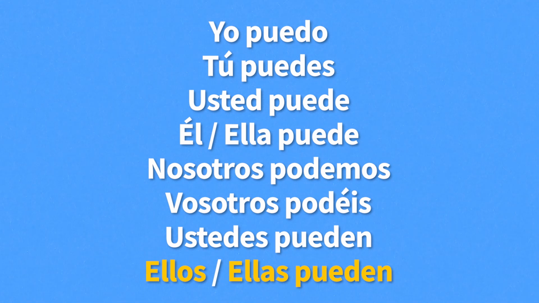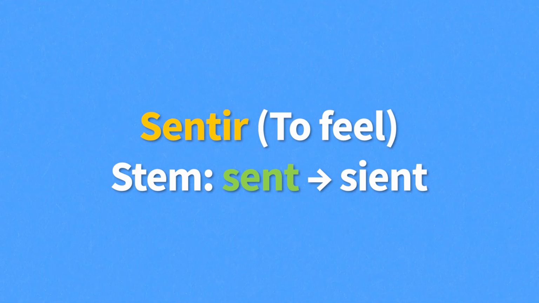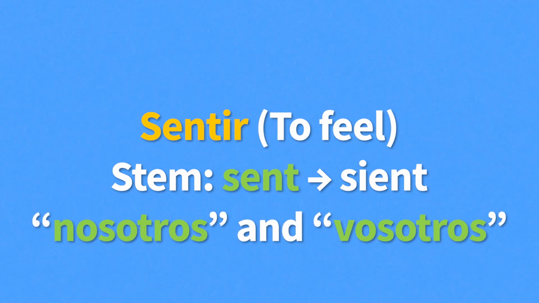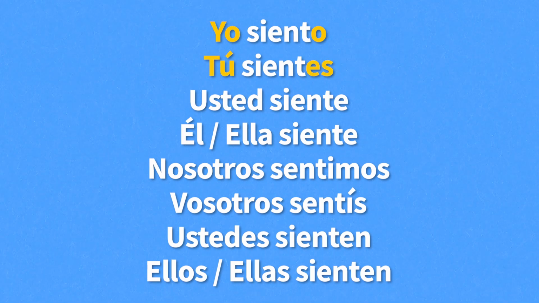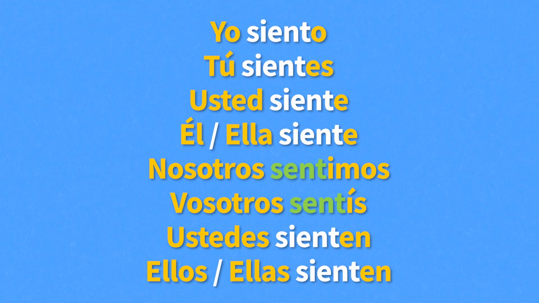Now let's take a look at some other very useful and irregular IR verbs. First, we have the verb sentir or to feel, which is irregular and therefore has a stem change. Remember, the only pronouns unaffected by the stem change are nosotros and vosotros. So the verb goes as follows. Yo siento. Tú sientes. Usted siente. Él, ella siente. Nosotros sentimos. Vosotros sentís. Ustedes sienten. Ellos, ellas sienten.